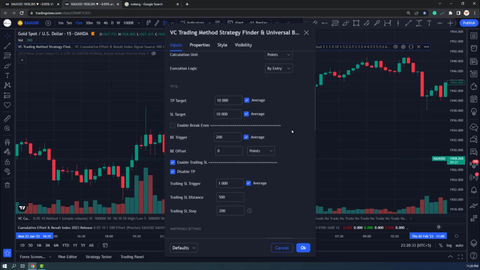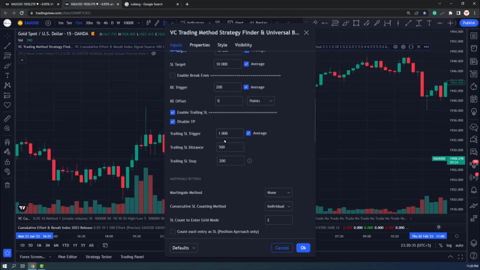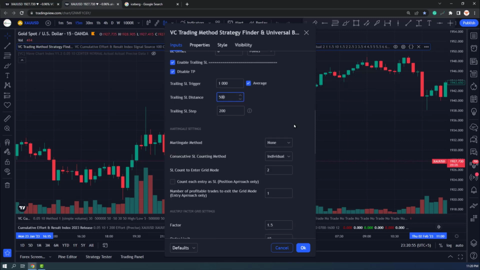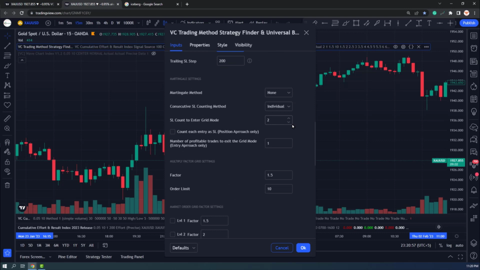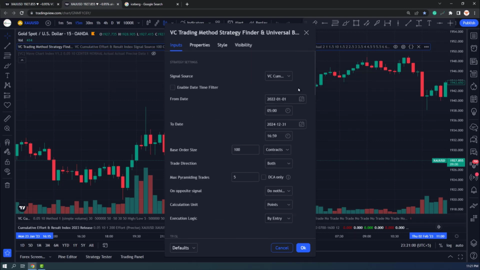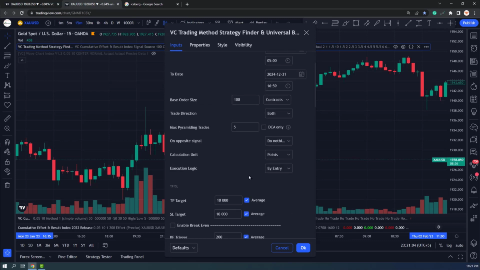After that, I have put here the trailing stop, the trailing trigger. After the price moves 10 pips in your direction, you will start trailing your profit. Here, I have set the trailing distance and the trailing steps. And yes, this is for the back test only.